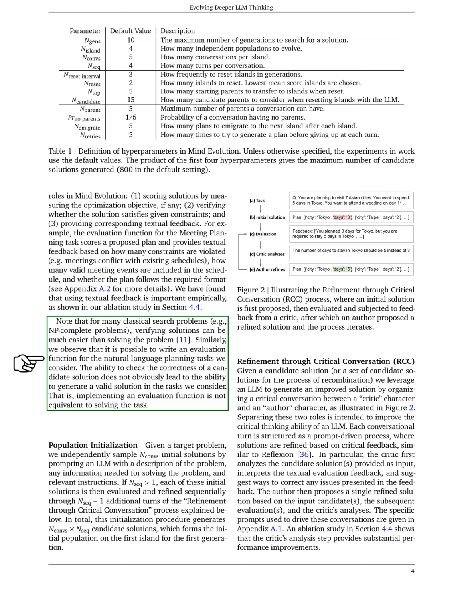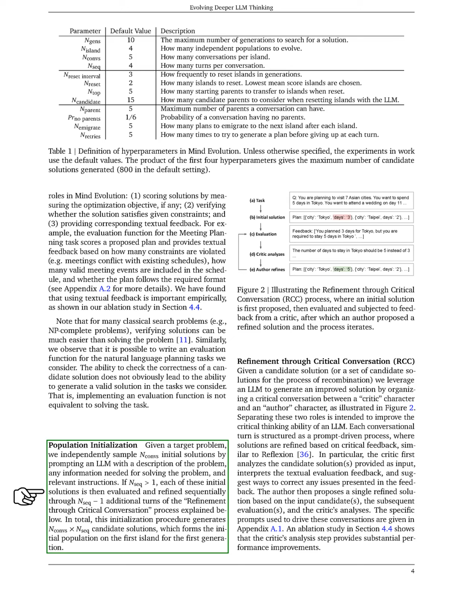Section: Population initialization. In this section, we outline our approach to population initialization and refinement. For a given problem, we independently generate a set of initial solutions by prompting a language model with a description of the problem and any necessary information. If we have more than one sequence, we evaluate and refine each initial solution through additional rounds of a process we call refinement through critical conversation, or RCC. This results in a total of candidate solutions that form the initial population for the first generation.